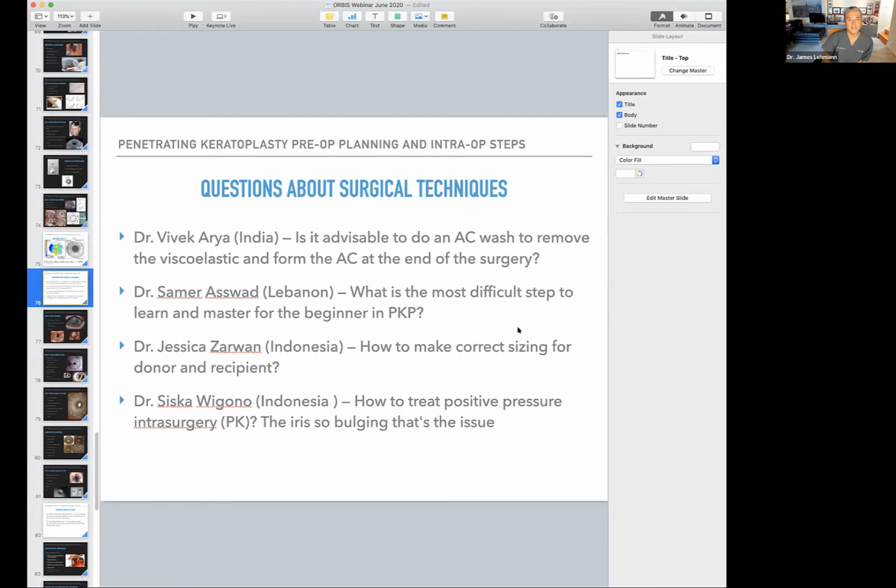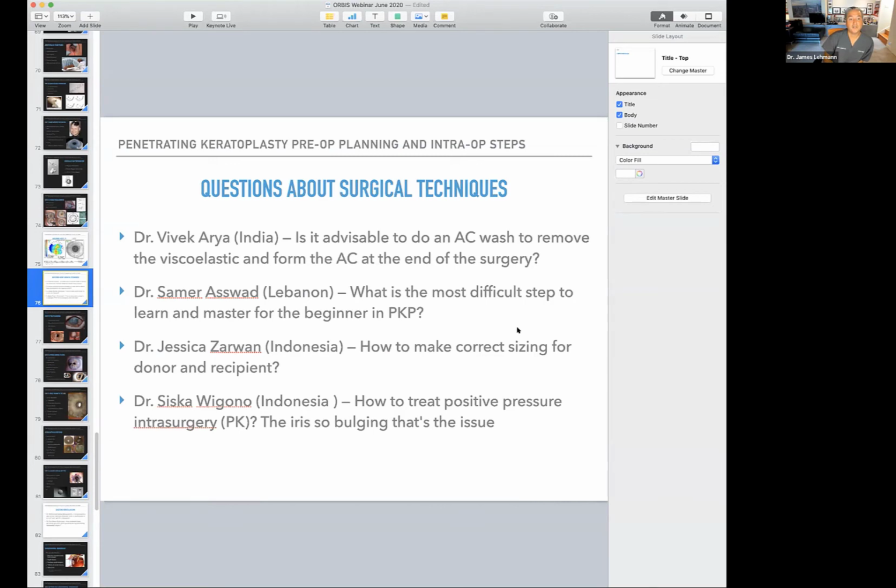Dr. Zarwan again, how to make the correct sizing, we've covered it. If it's a 12 millimeter, first of all, you got to encompass all the badness. So if there's a big scar, you want to get the majority of the scar. If it's peripheral, you have to encompass it in your graft. But saying all things equal, if the cornea recipient is 12 millimeter horizontal diameter, you want to do like an 8 millimeter graft.